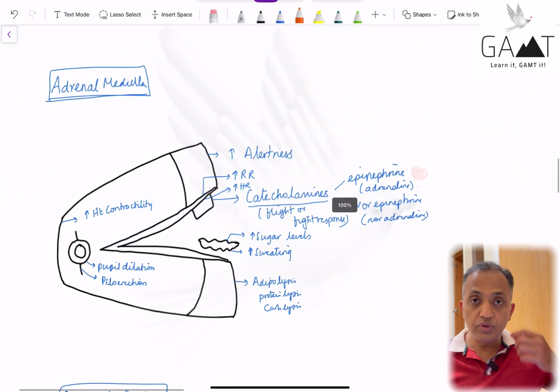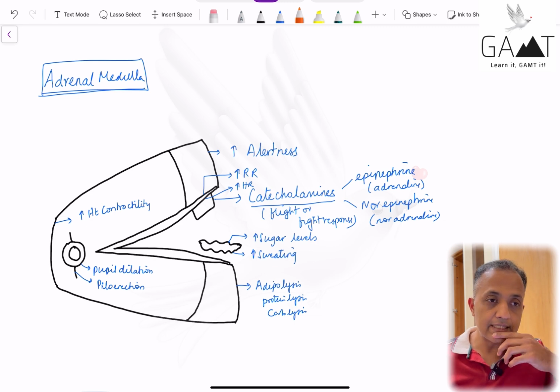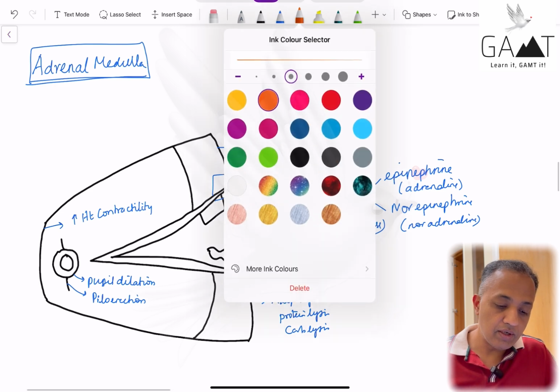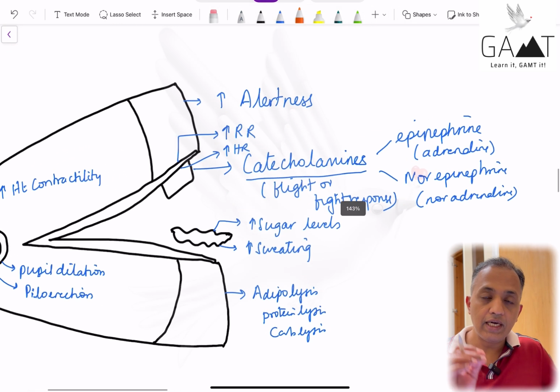Okay, so adrenal medulla first. The adrenal medulla is the inner part of the adrenal gland. So let's see what it does. The adrenal medulla is responsible for the production of catecholamines.